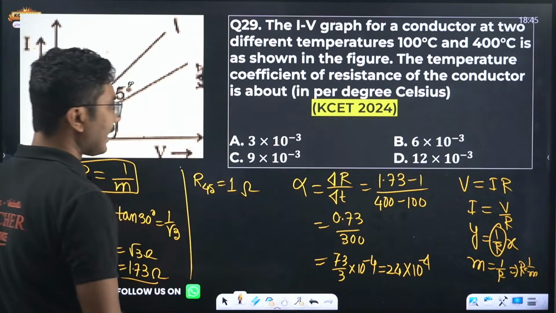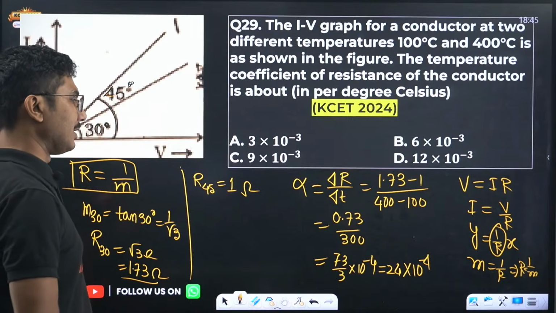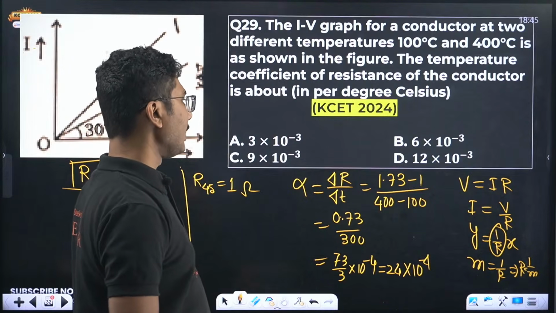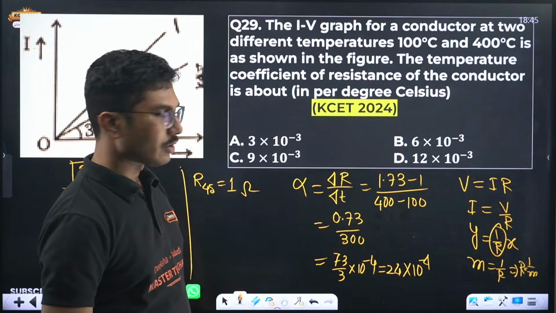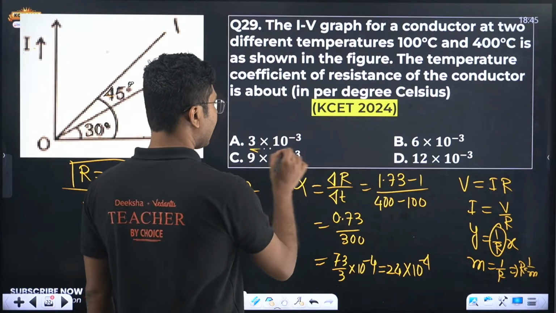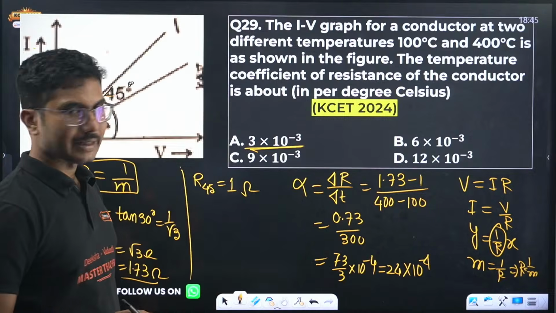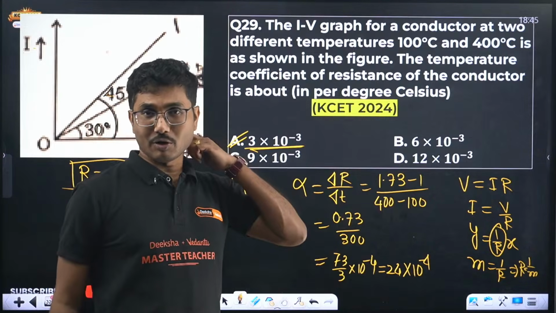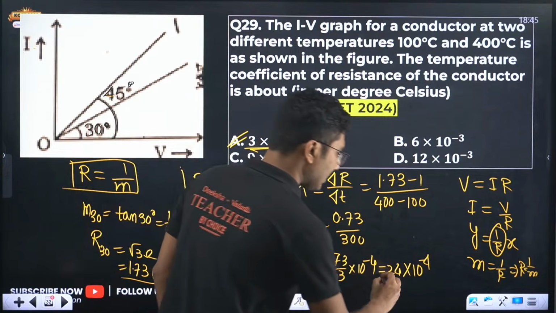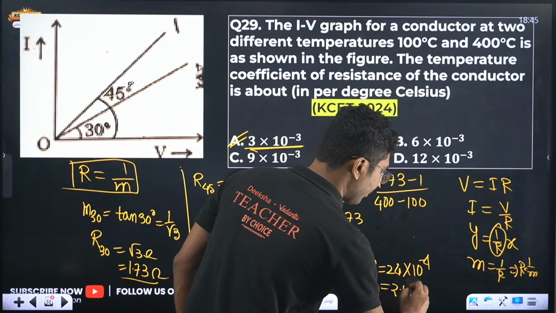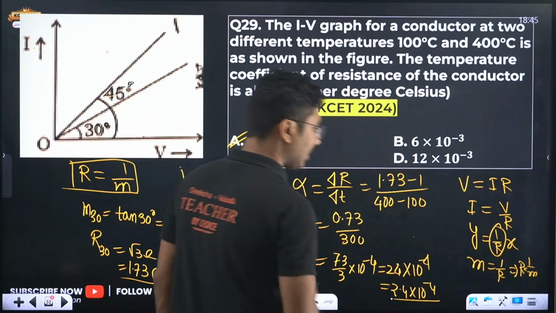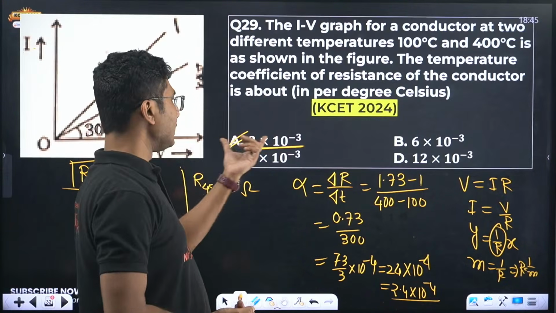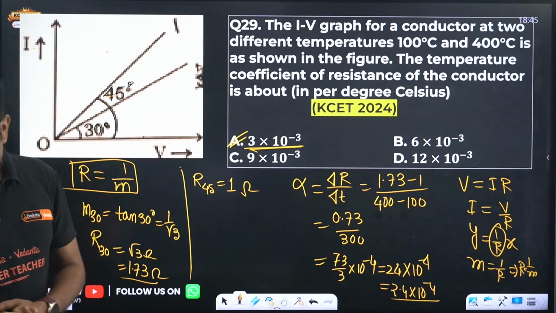If you see, none of the answers is actually matching with the calculation. So which one will be the closest value? The closest value that you can take is this. So we will take this as our answer, even though it is not matching any one of them. We can say this is 2.4 into 10 to the power of minus 4. From the given options only this is the closest, so we will take that as the answer.